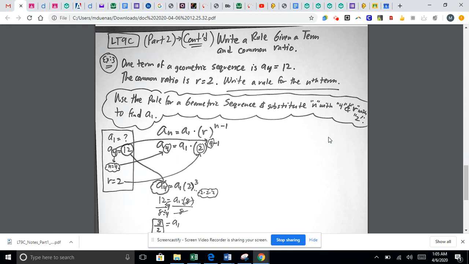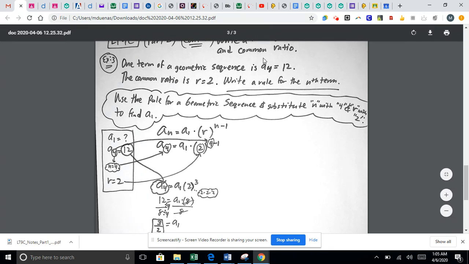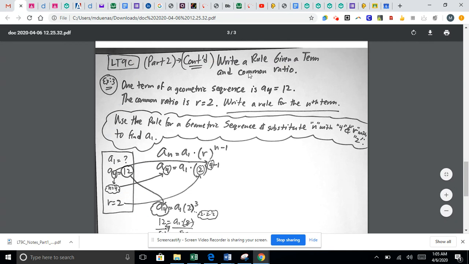All right, for our last part here, we're going to go ahead and continue writing rules, but this time we're going to write a rule when they give us a term and the common ratio. So when they give us a specific term and a common ratio, then you're going to be able to figure out the rule. Now notice it says a term. It doesn't say the first term, right? So in order for us to find the rule, we need to find the first term and we need the common ratio. So that's the trick to this problem.